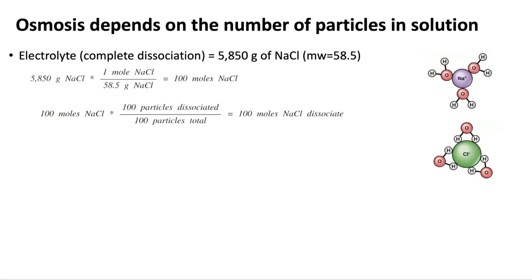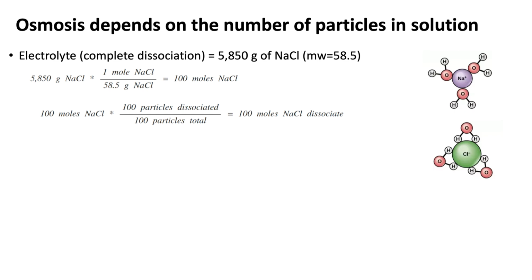So what does this mean? Let's use our example here. We're going to start with 5,850 grams of sodium chloride. Let's convert that to the number of molecules. We take the grams, 5,850, times the fact that 1 mole of sodium chloride is 58.5 grams, which is the molecular weight of sodium chloride. When we multiply that across and divide by 58.5, we get exactly 100 moles of sodium chloride.